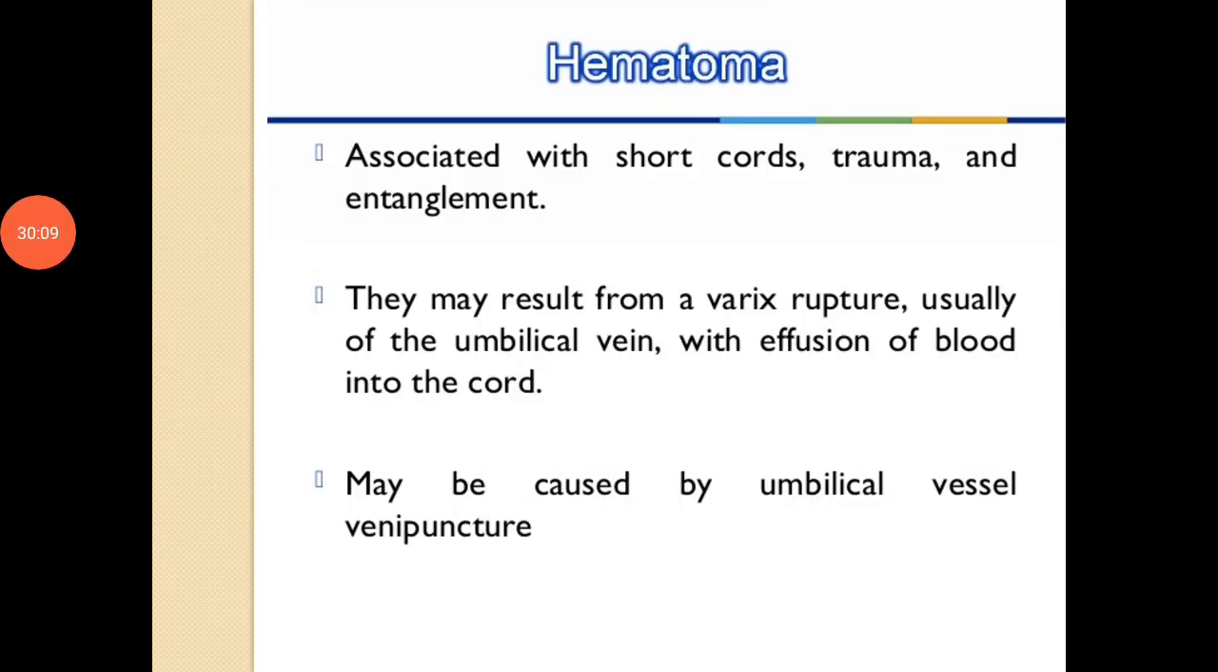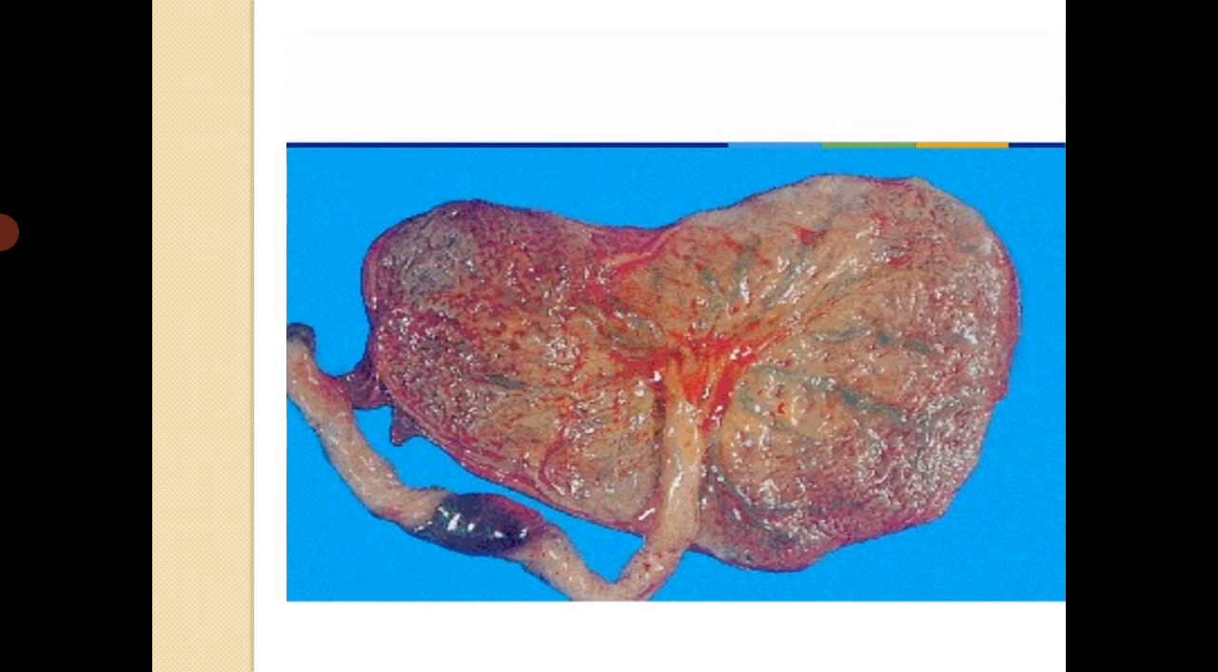Next condition is the hematoma associated with short cord, trauma and entanglement. They may result from a varix rupture, usually of the umbilical vein, with effusion of blood into the cord, or may be caused by umbilical vessel venipuncture. So here you can see on the cord there is a hematoma.